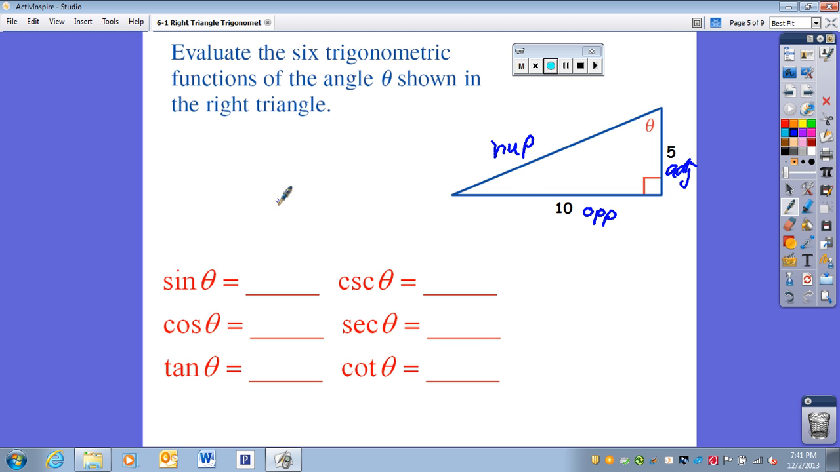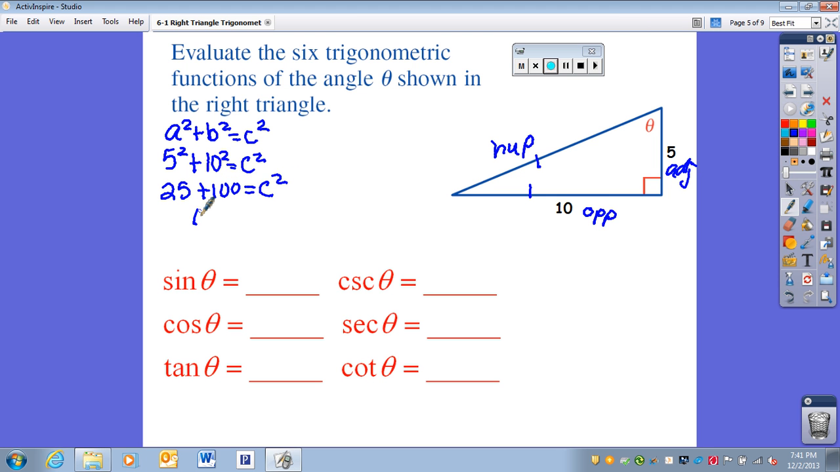One simple way to find the hypotenuse is simply to use the Pythagorean theorem, since we are dealing with a right triangle. So remember that the Pythagorean theorem, a squared plus b squared is equal to c squared, where c is the measurement of the hypotenuse and the a and the b are the measurements of the legs of the right triangle. So we can use 5 squared plus 10 squared is equal to c squared. So we have 25 plus 100 is equal to c squared.